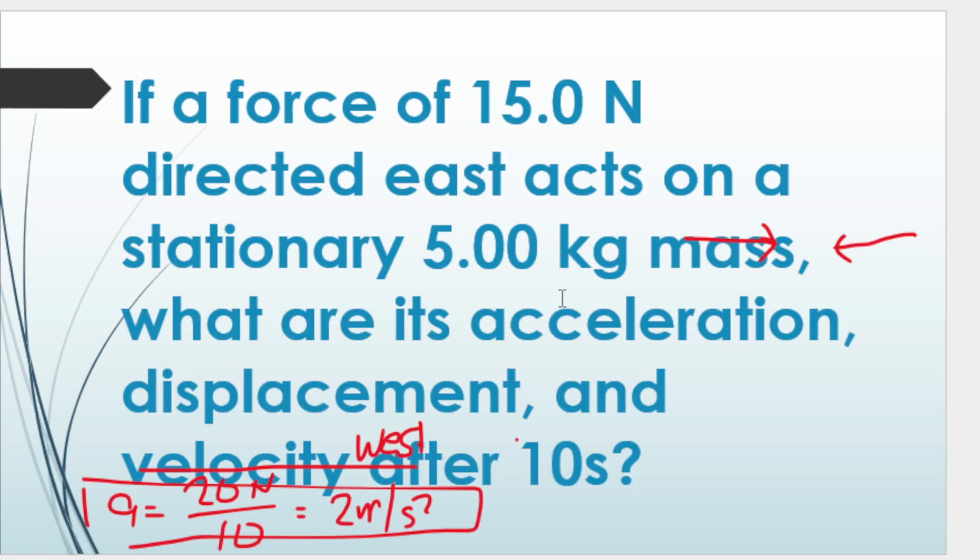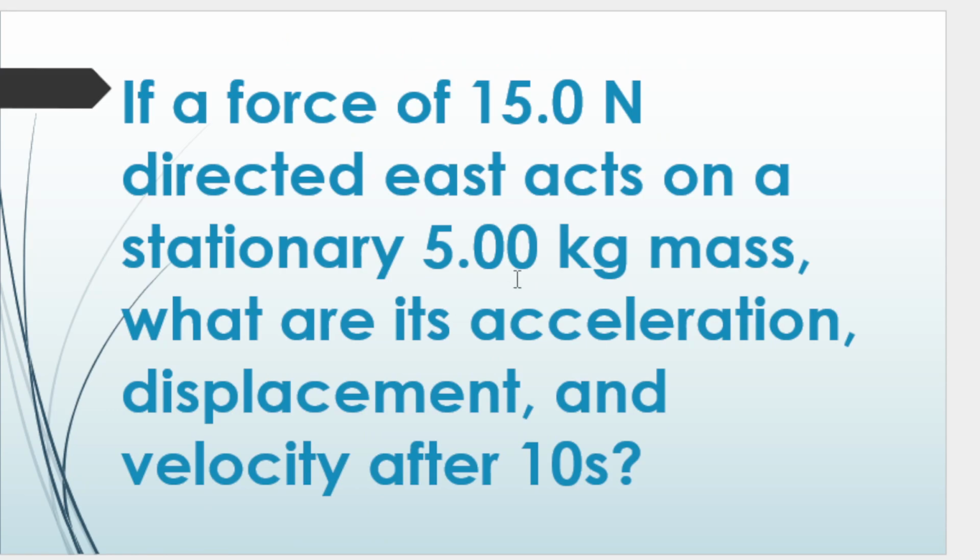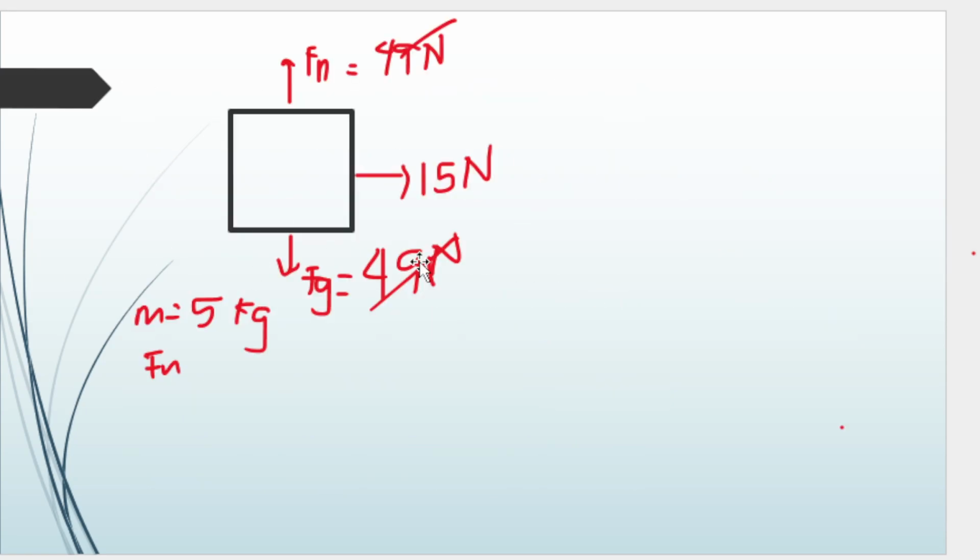Why 15? Because it was not stated here again that there is a partner of 15. It doesn't say there is a partner force like friction, no. So it means it is the only one. So the F net is the applied force itself, 15 newtons.